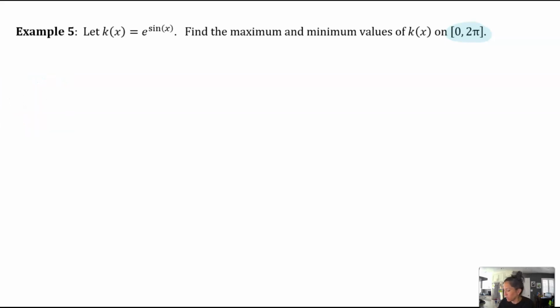I'm going to do my green. I've been keeping green for critical values. If you haven't noticed, I'm very anal retentive, keeping with that trend.